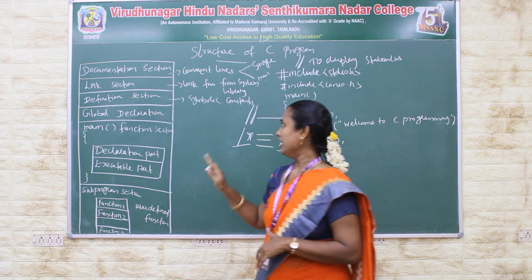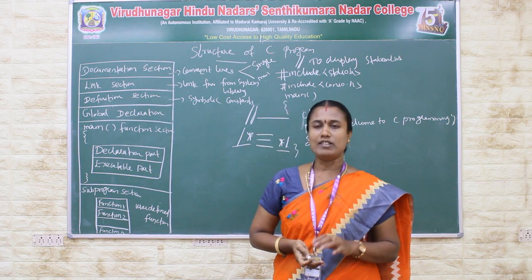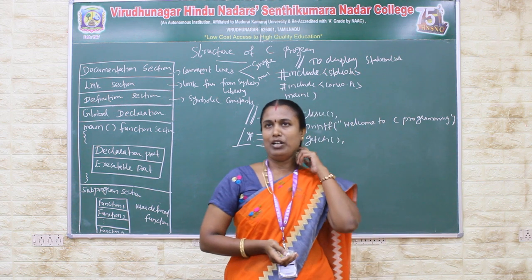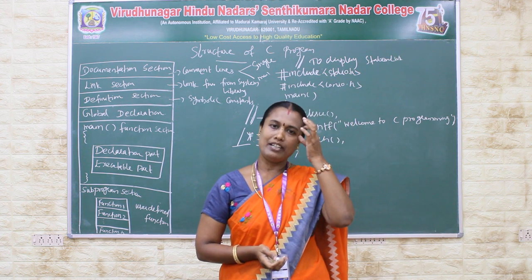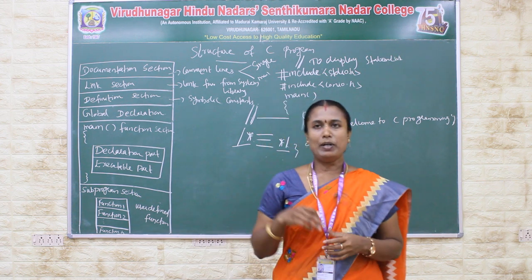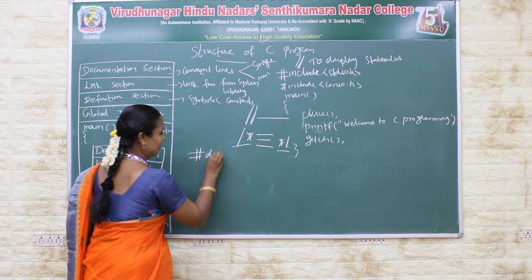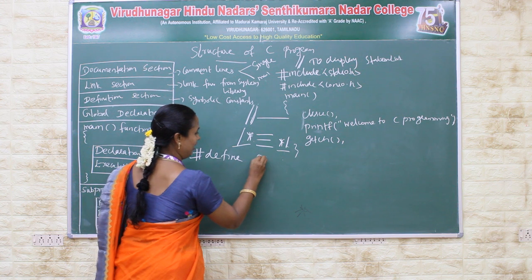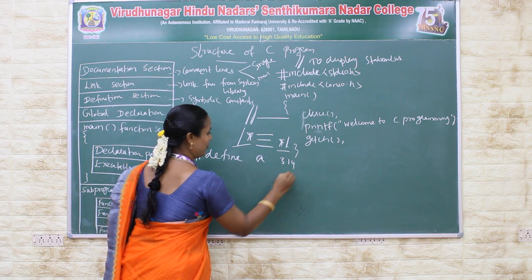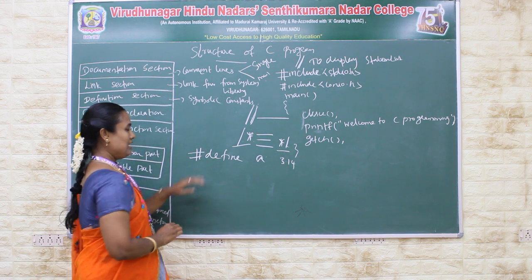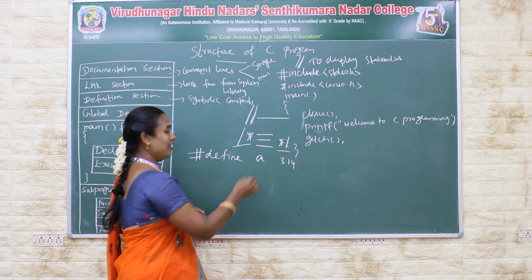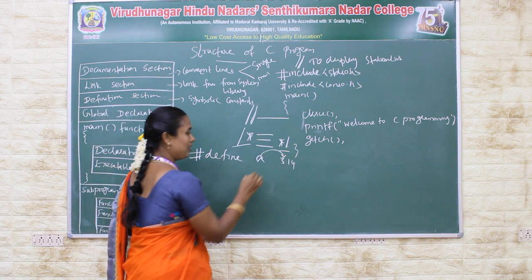Then the definition section. What is the definition section? Here we can specify the symbolic constant. For example, a default value that we can use whenever needed in the program, for that we go for a symbolic constant. A symbolic constant means, how do we define it? #define A 3.14. What is the meaning of this symbolic constant? It means I can define the value of the variable A as 3.14.